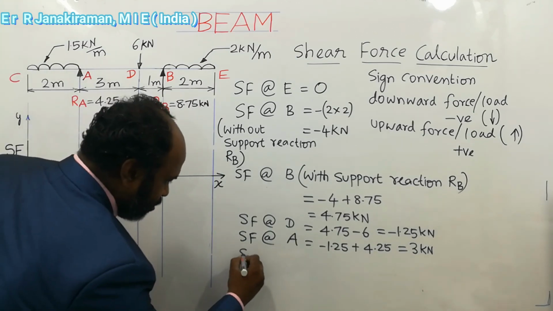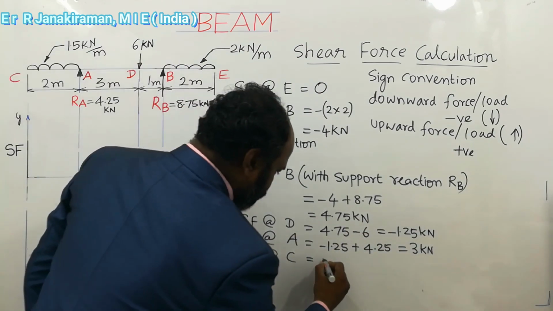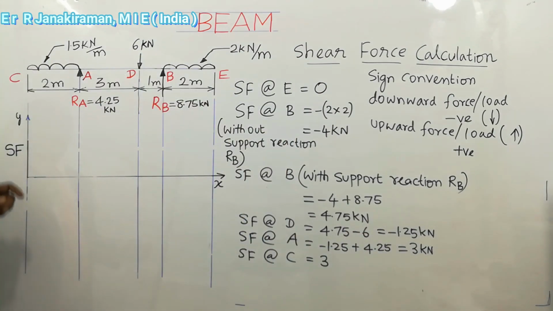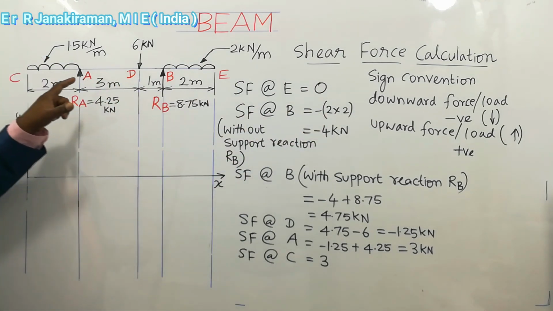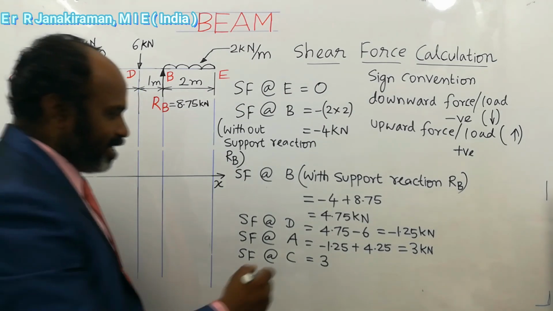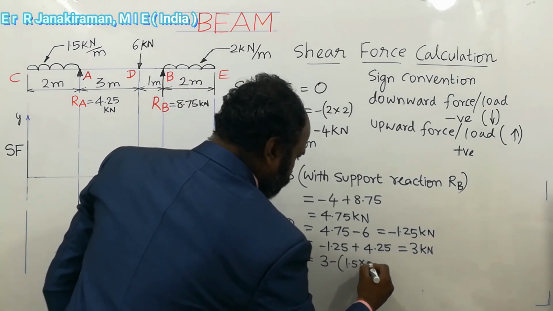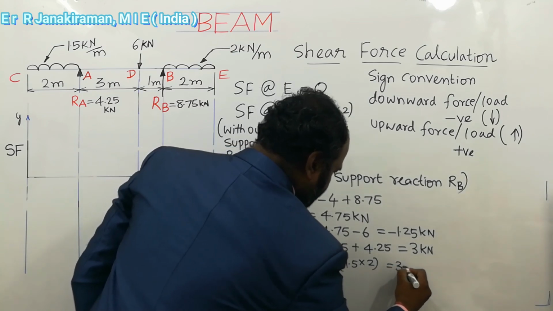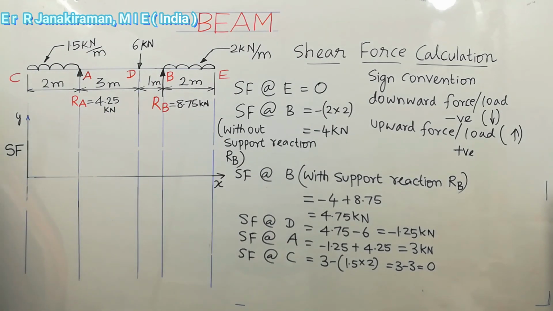Next is point C. Shear force at C is equal to the previous value, 3 kilonewton. So 3. Between A and C there is a UDL. UDL load is there. So 1.5 into 2. Understand? The same way as we did earlier. Load acts downward, this is a downward force, so we follow negative, so minus 1.5 into UDL length, which is 2 meter. So that is equal to 3 minus 3 is equal to 0. Understand?